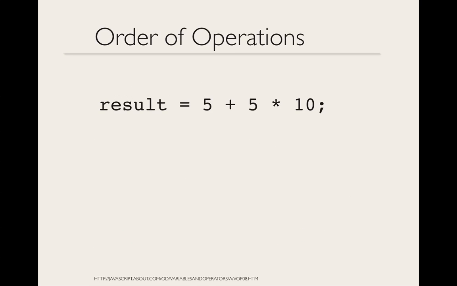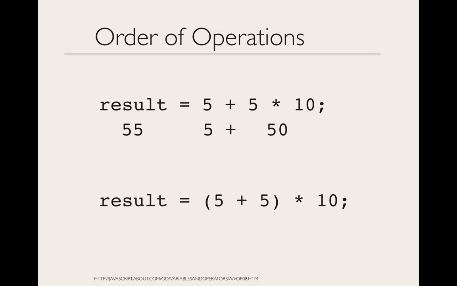So, for instance, we have a variable result that's been declared somewhere, and it is equal to 5 plus 5 times 10. So what would the result be? Now remember, multiplication comes first. So you're going to multiply 5 times 10, which is 50, plus 5 is 55. So the result here is 5 plus 50, which is 55.